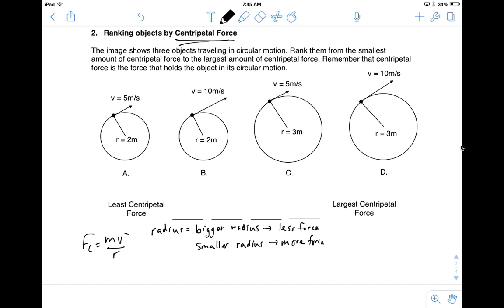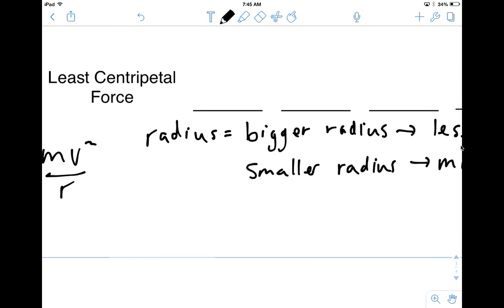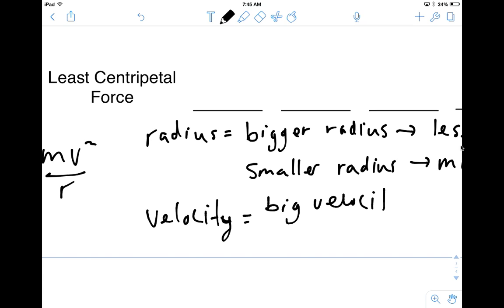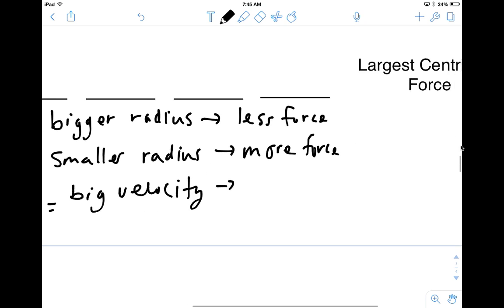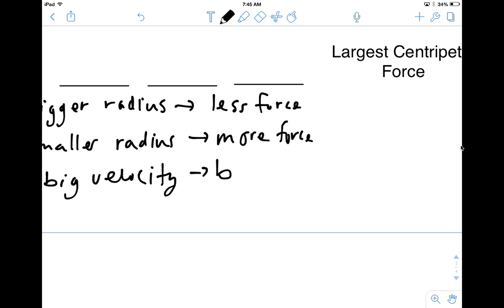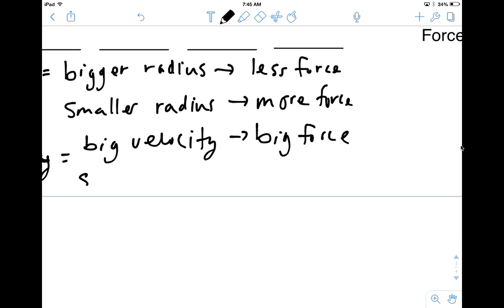Now, the other thing is we have velocity. Okay, and velocity is the other way around. So velocity kind of goes the way you would expect it to, okay? So big velocity leads to big force. Small velocity leads to small force.